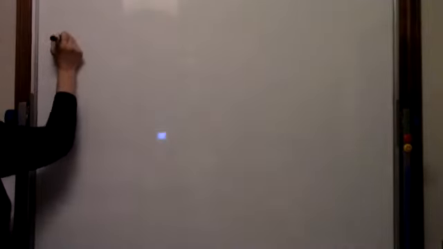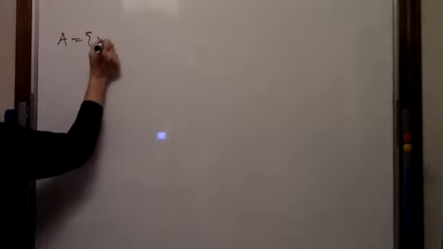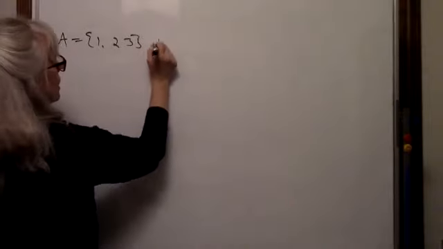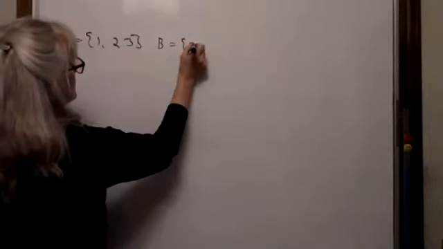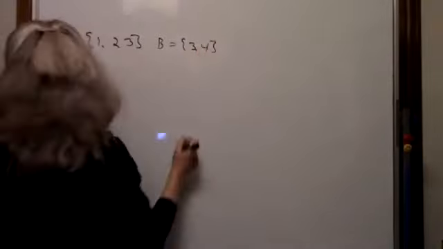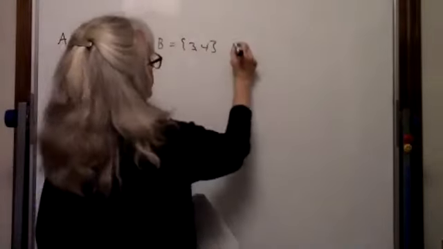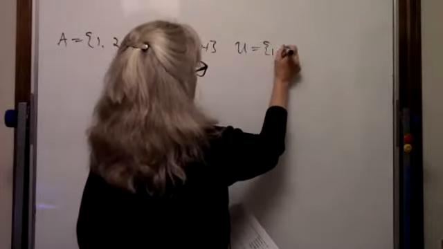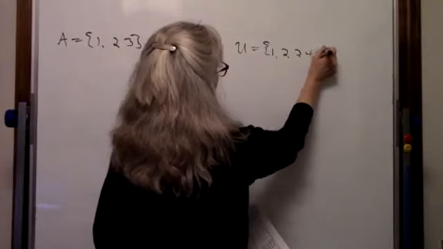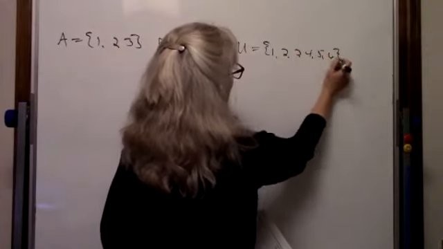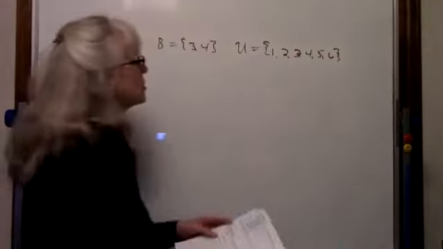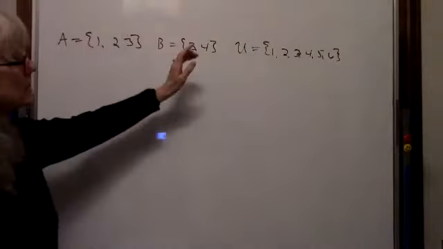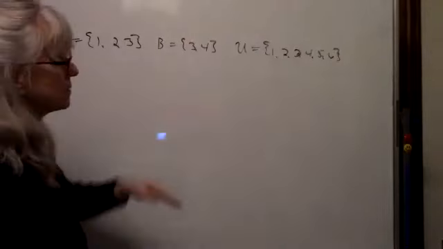This time we're going to let A be the set 1, 2, 3. We're going to let B equal the set 3, 4. And then finally we're going to let U equal the set 1, 2, 3, 4, 5, 6. Okay, so there's our universal set. This is every number that's under consideration. And then we have two subsets of our universal set, a set A and a set B.